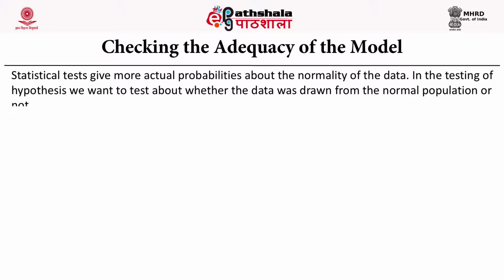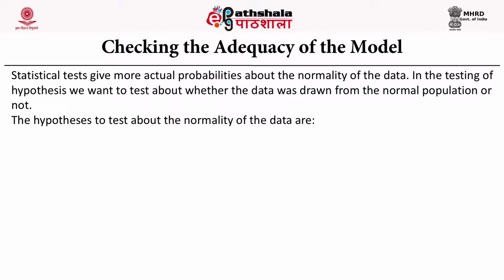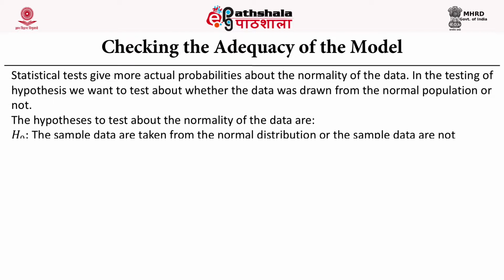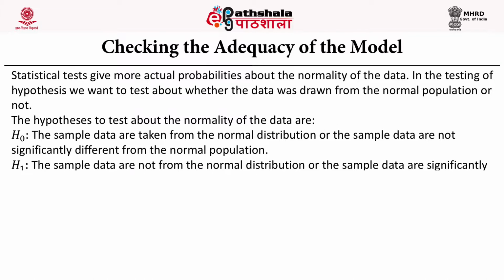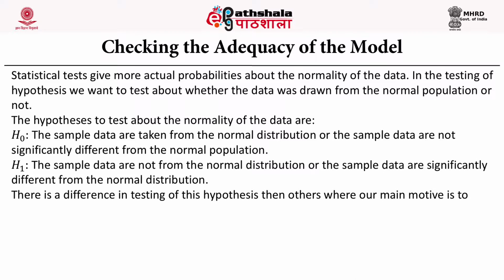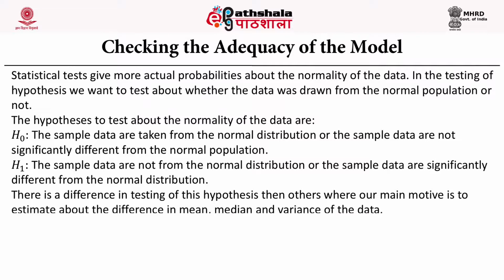In the testing of the hypothesis, we want to test whether the data was drawn from a normal population or not. The hypotheses to test the normality of the data are: the null hypothesis is that the sample data are taken from the normal distribution, or the sample data are not significantly different from the normal population. The alternative hypothesis is that the sample data are not from the normal distribution, or the sample data are significantly different from the normal distribution.